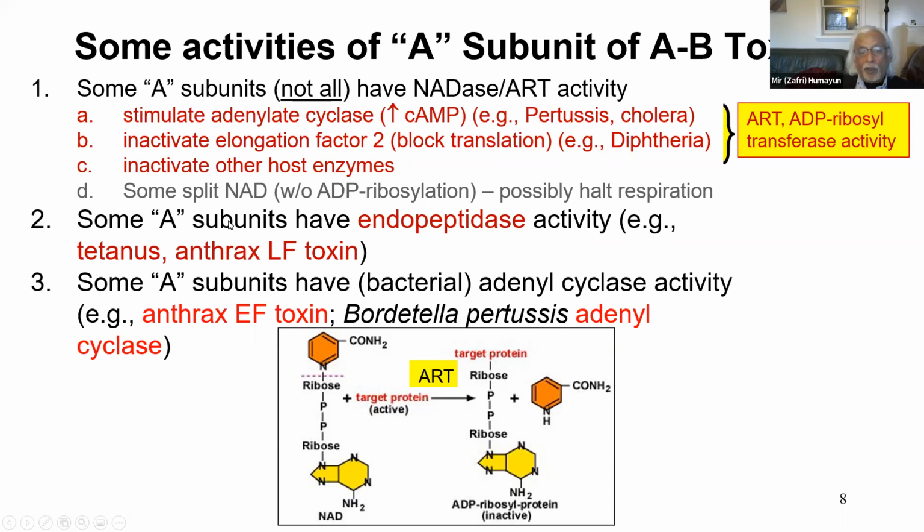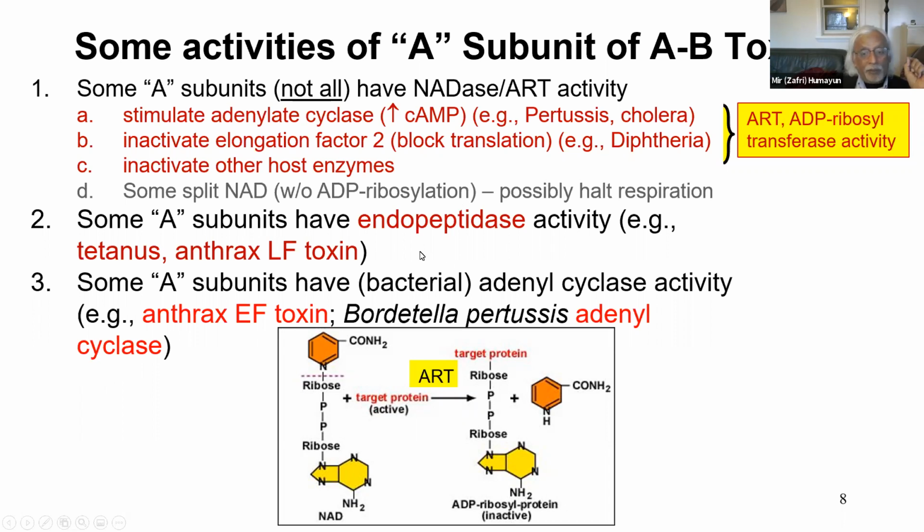Some A subunits, however, don't have ADP ribosyl transferase activity at all. Instead, they have a peptidase activity. They are proteases or endopeptidases. For example, tetanus, anthrax, and botulinum toxins all have endopeptidase activity.